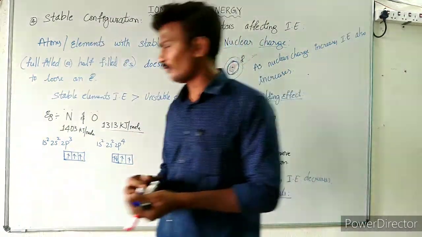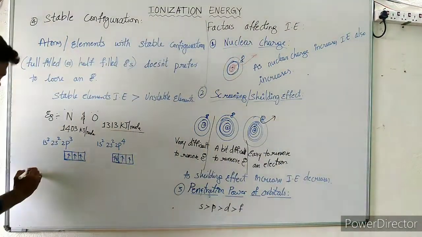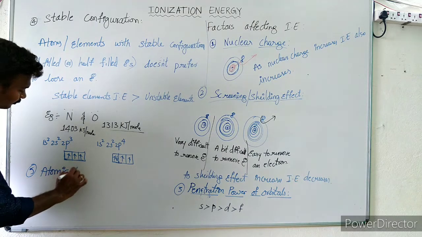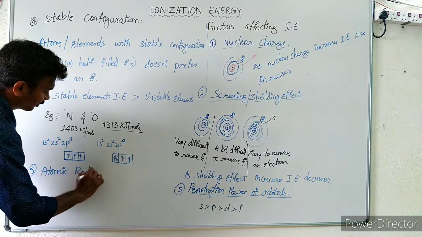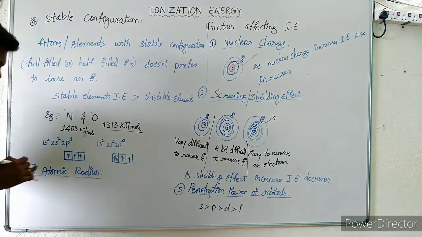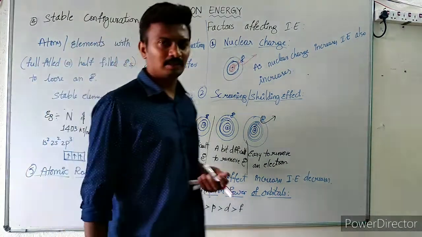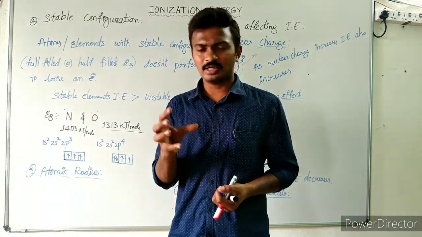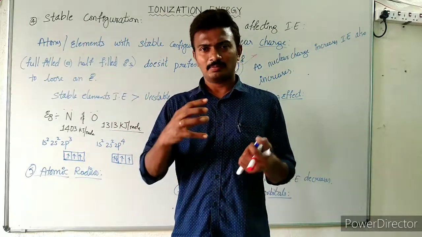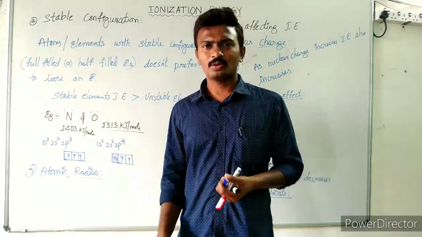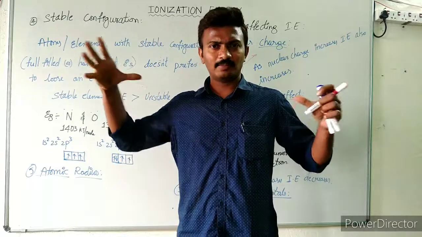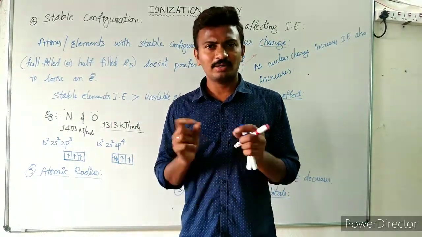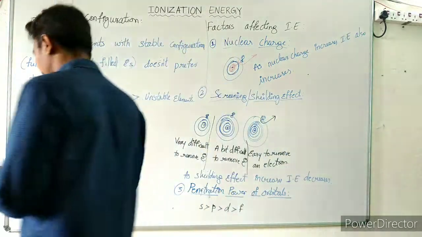And the fifth factor is atomic radius. We know what is atomic radius. Atomic radius will indirectly show the size of an element. The greater the atomic radius, bigger will be the size of an atom. So, if the size of an atom is bigger, means what? The distance from the nucleus to the outermost electron is also more.